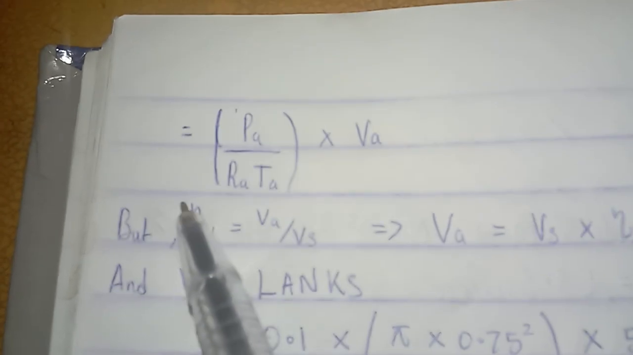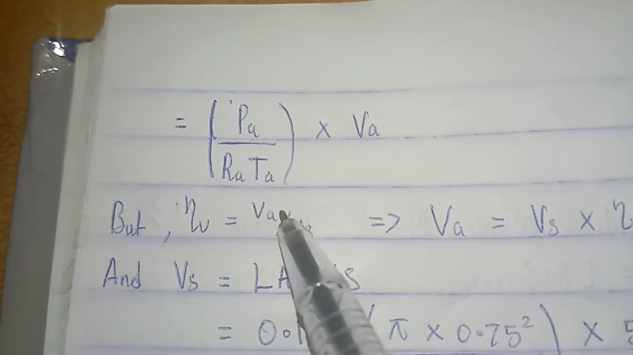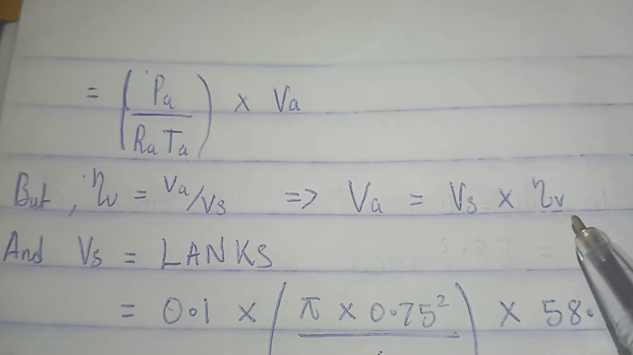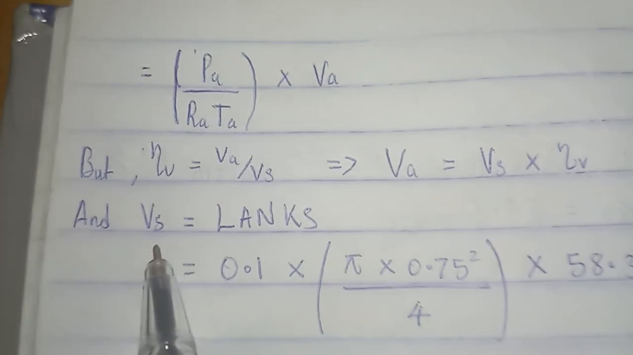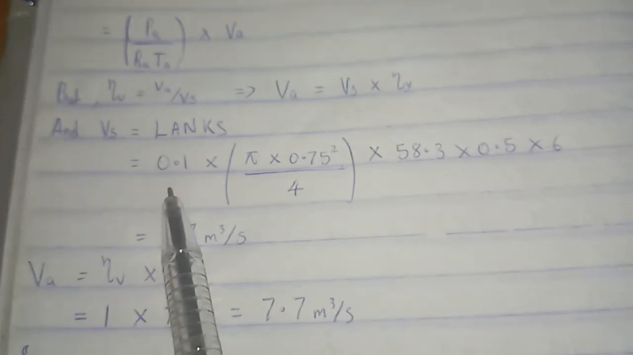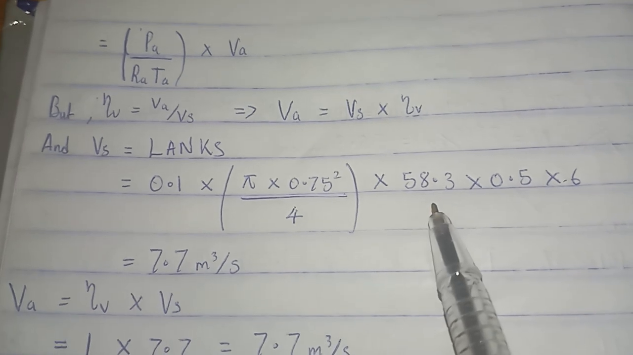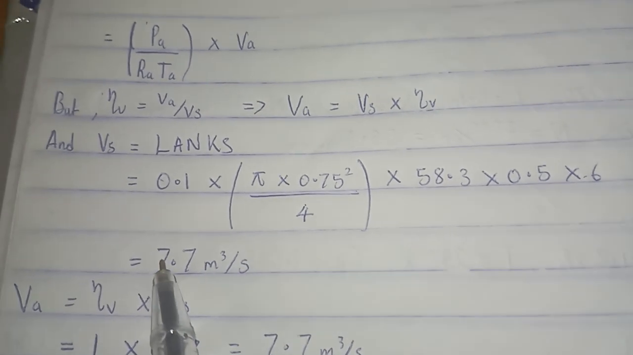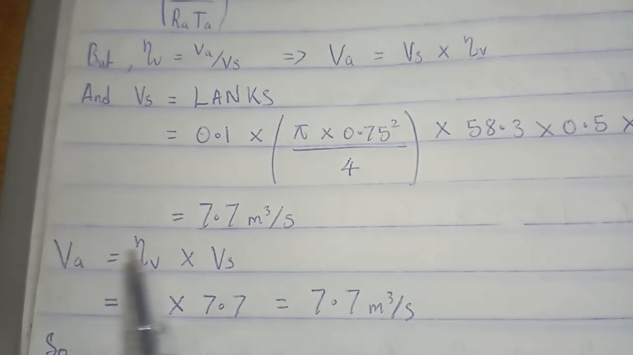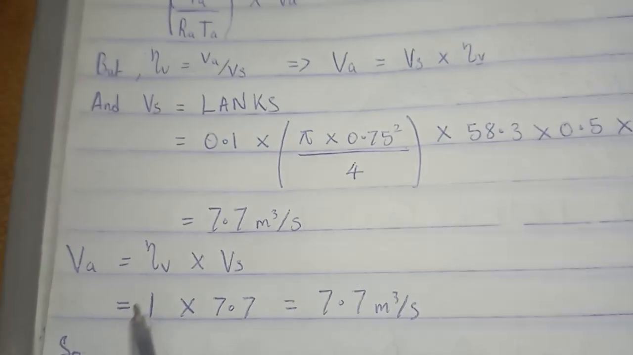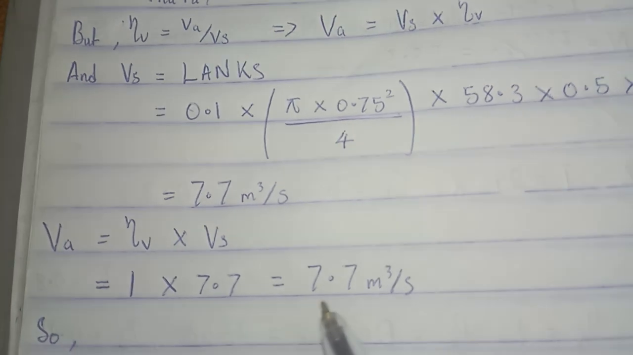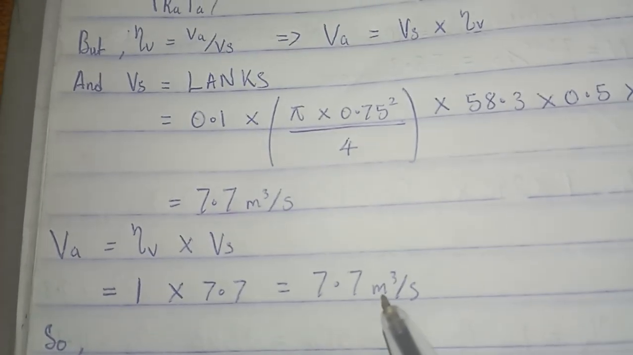So we can now say that volumetric efficiency is equal to VA over Vs. Making VA subject of the formula, we have VA is equal to Vs times the volumetric efficiency, where we know that the Vs, or your swept volume, is equal to length times the area times the engine speed times your K times your S, to give you 7.7 meter cube per second. So we'll say VA is equal to your volumetric efficiency times your Vs. Volumetric efficiency at supercharged condition is 1. Your Vs was gotten as 7.7, so your VA is also going to be 7.7 meter cube per second.